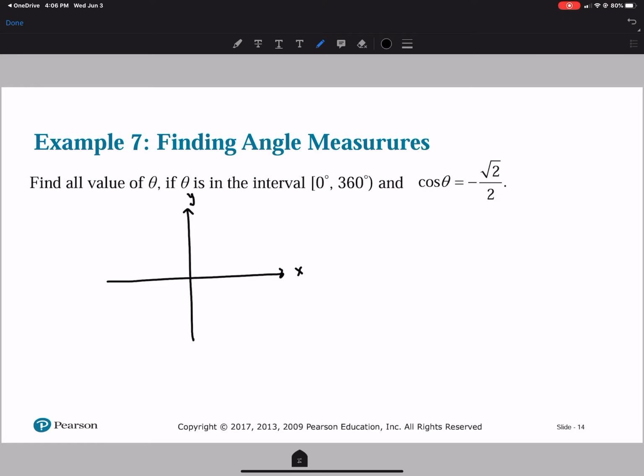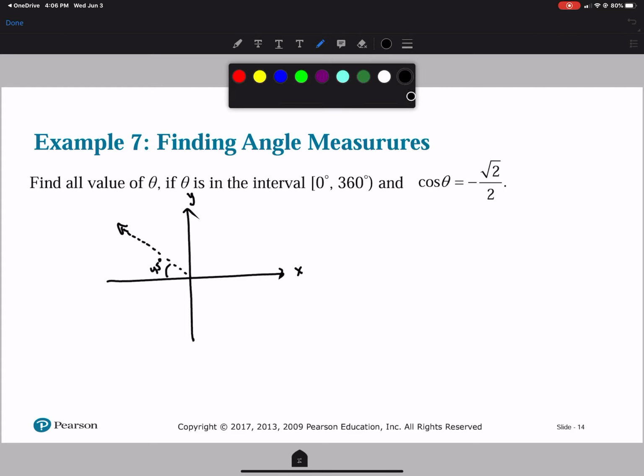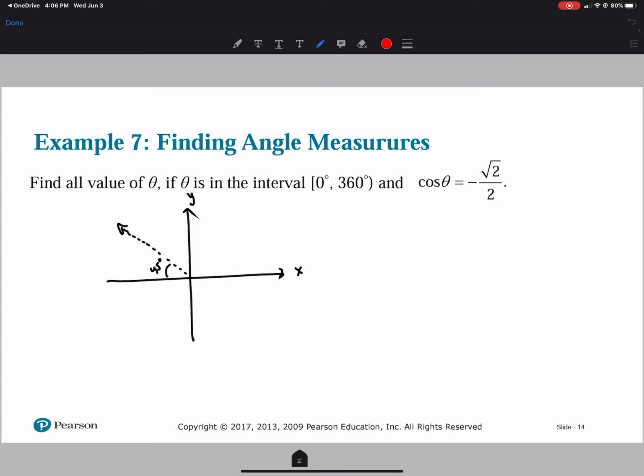All right? So if you look back at what you have, negative square root of 2 over 2, or anything of that nature, we know we're dealing with 45-degree angles. Because if you look at your special triangles, if we do the cosine of 45, it gives us what? The square root of 2 over 2. All right? So we know we have a reference angle here of 45 degrees.